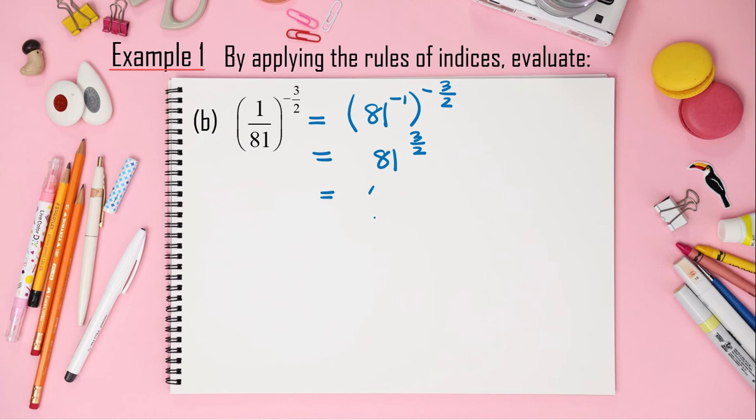we need a base to the power of 2 so that when we have 2 times 3 over 2, we will only be left with 3. So the base that we need here is 9, because 9 squared makes 81. So after the process, we are left with 9 to the power 3, which is 729.